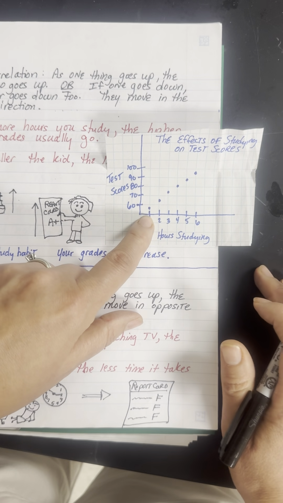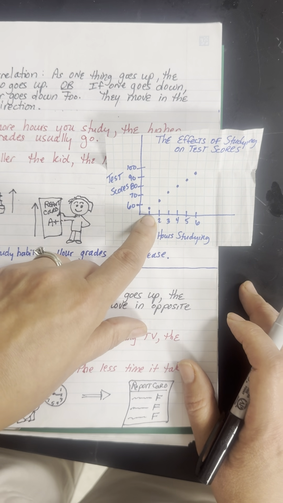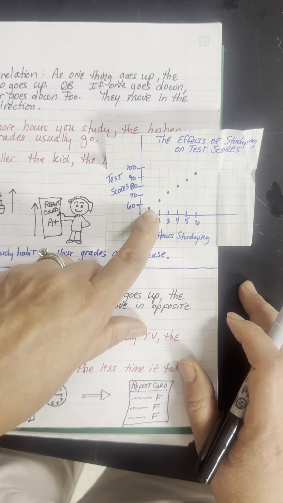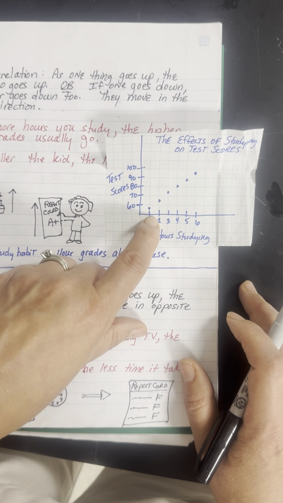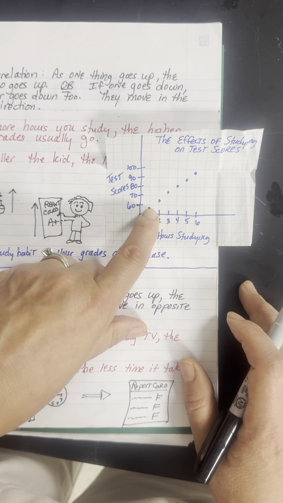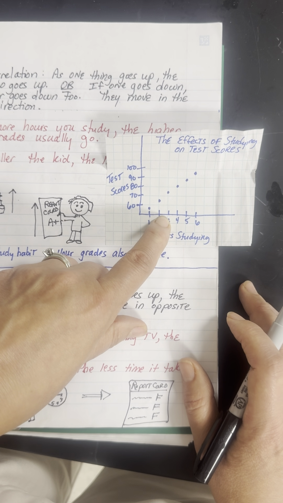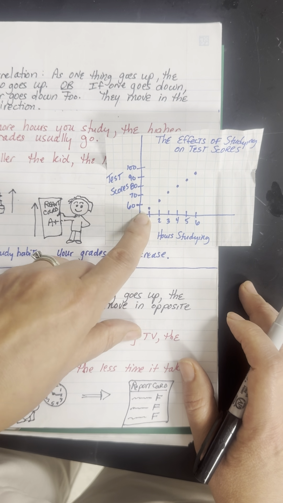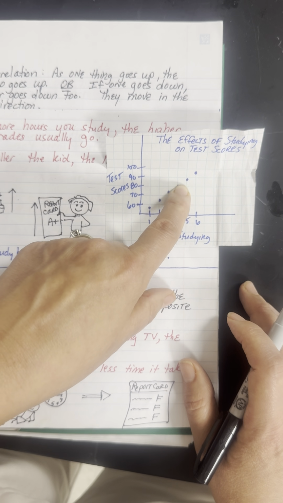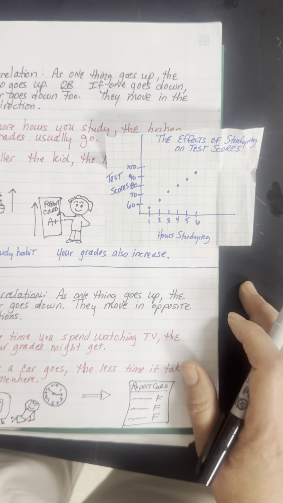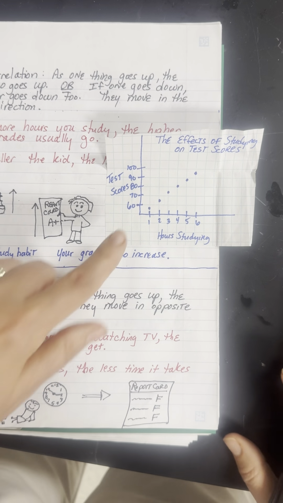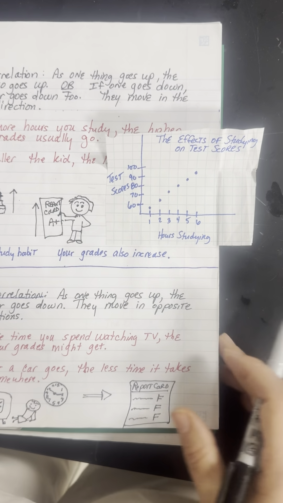You find for 1 hour, you got a 55. So you're going to find 1 on the X, go up the Y to 55. Find 2 hours on the X, look at your data, you got a 65. And as you can see, the more hours you study, the better you do on a test. That's a positive correlation, and it moves in this direction.